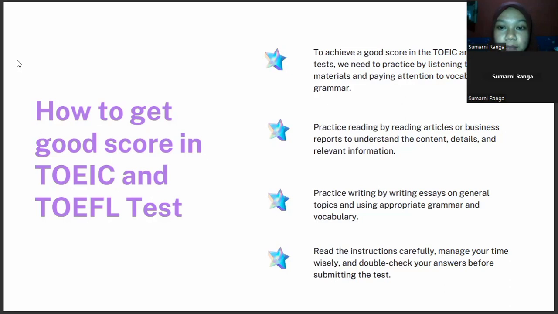And the second is practice reading by reading articles or business reports to understand the content, details, and relevant information. And the third point is practice writing by writing essays on general topics and using appropriate grammar and vocabulary. And the last is read the instructions carefully. Manage your time wisely and double check your answers before submitting the test.